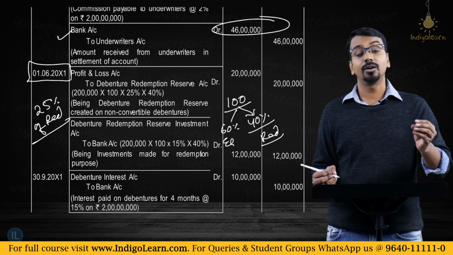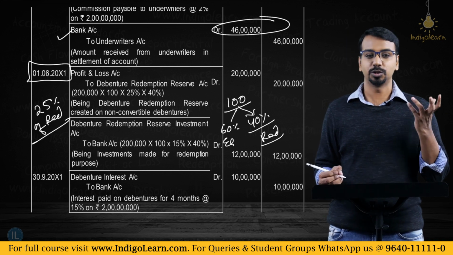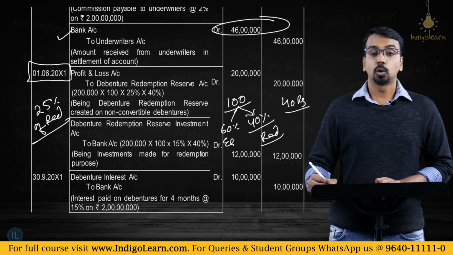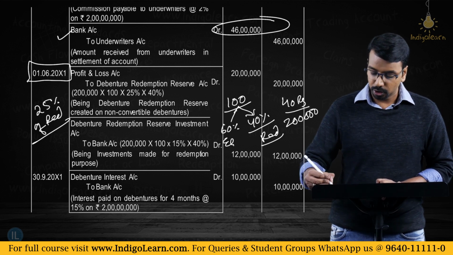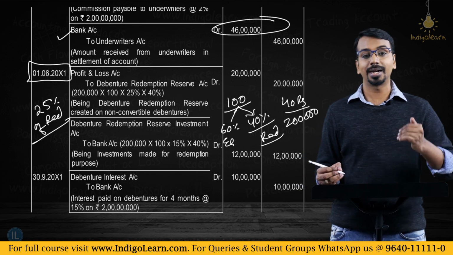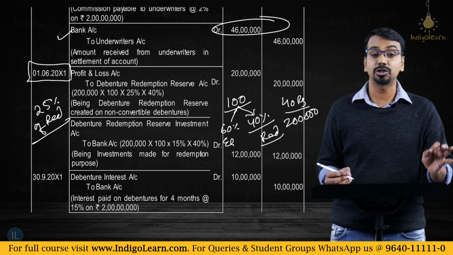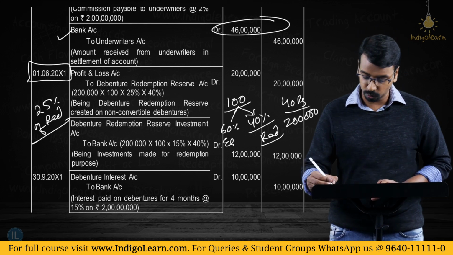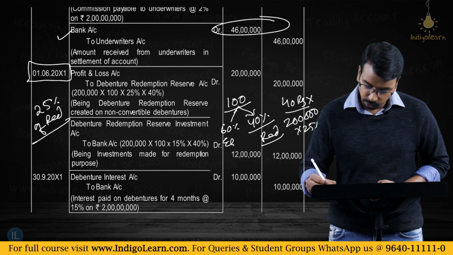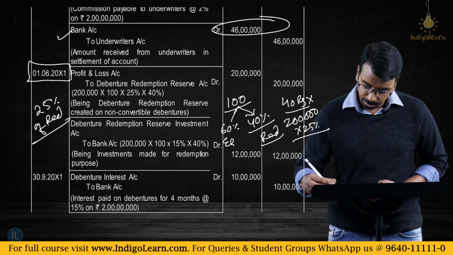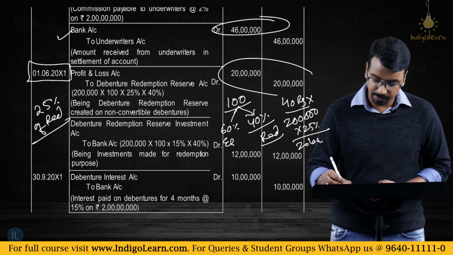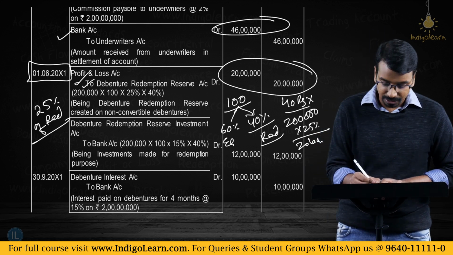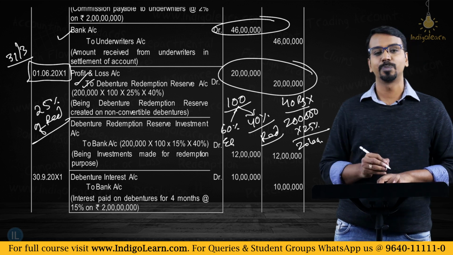So out of every 100, only 40% is redeemable, which means 100 into 40, 40 rupees with respect to each debenture. Totally we have 2 lakh debentures. So out of these 2 lakh debentures, we have to create debenture redemption reserve to the extent of 40 rupees of redemption value. On that, we need to create a DRR of only 25%. So 40 rupees into 2 lakhs into 25% comes to 20 lakhs. So this is your debenture redemption reserve creation, by debiting profit and loss account to debenture redemption reserve. Generally, we pass this entry on 31st of March, right?